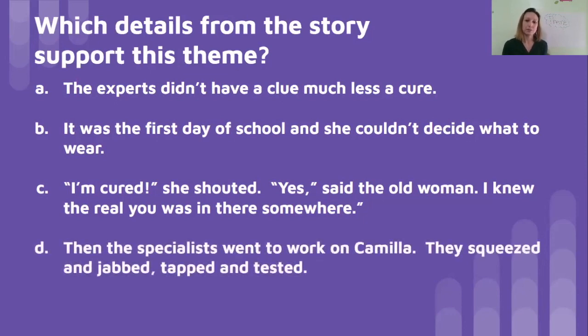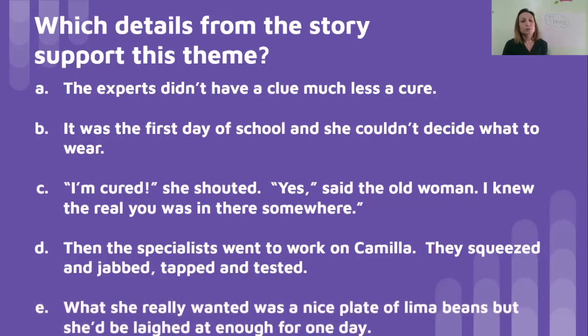Then the specialist went to work on Camilla. They squeezed and jabbed, tapped and tested. Does that fit our theme? Nope, because that doesn't go along with Camilla being who she was supposed to be or who they suggested to be. This just tells us they were looking at Camilla. They're trying to figure out what was going on, but it doesn't say anything about her being who she was or changing to fit who other people thought she should be.